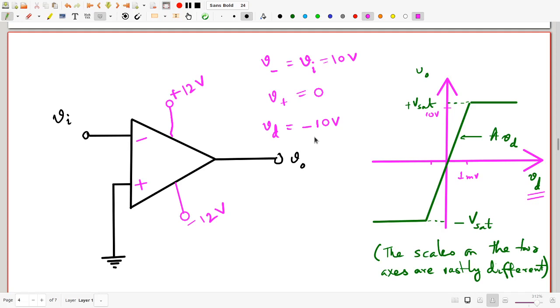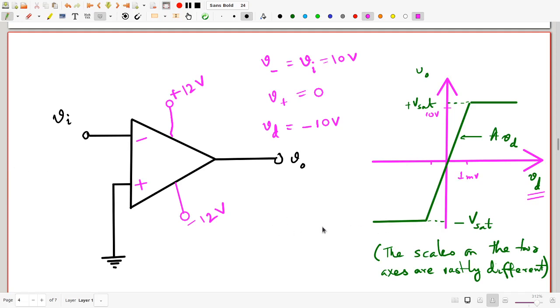In fact, it will not even go to minus 12 volts. It will stop somewhere around minus 11.5 or so, because of the drops inside the op-amp. So what will happen if you actually give Vi of 10 volts? That would mean Vd is minus 10 volts, a negative value. In fact, a negative value way to that side. But this graph makes it clear what will happen.